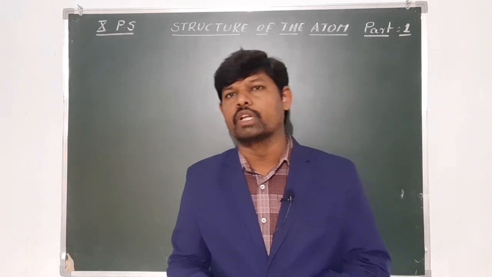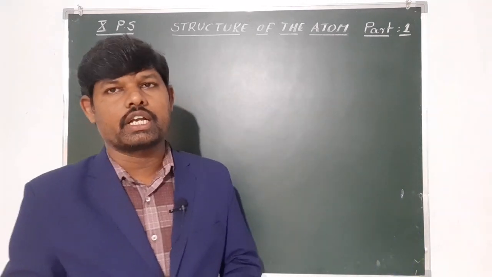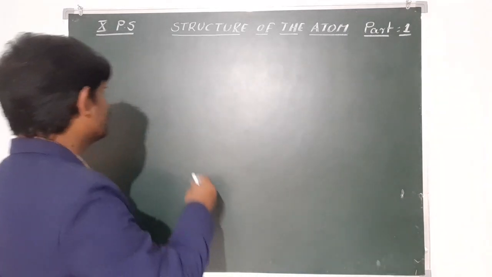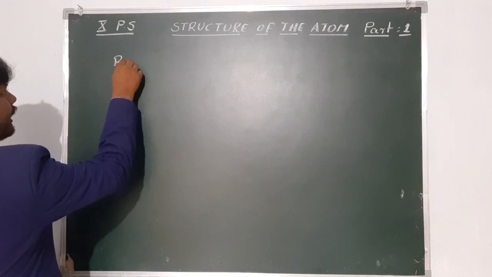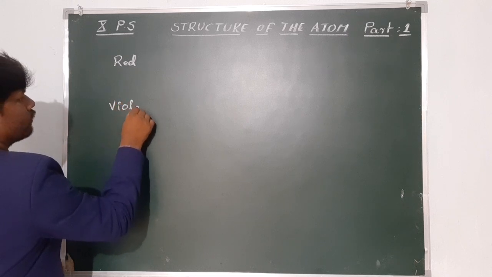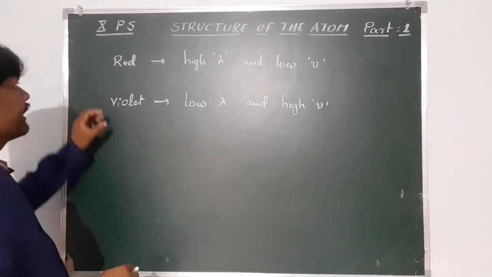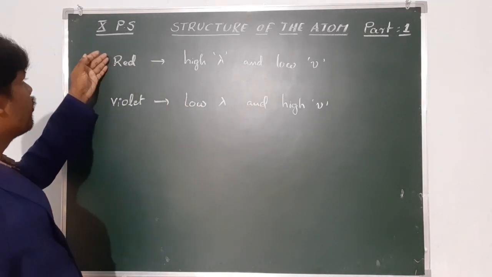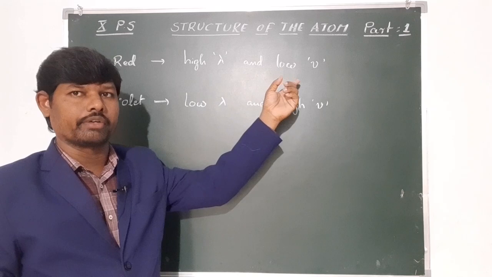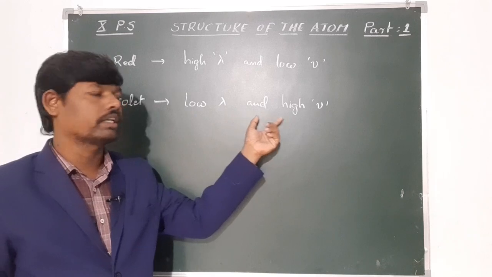A familiar example of the visible spectrum is the rainbow. Each color in a rainbow is specified by a specific wavelength and frequency, from red color to violet color. Red color has high wavelength and low frequency, and violet color has low wavelength and high frequency.